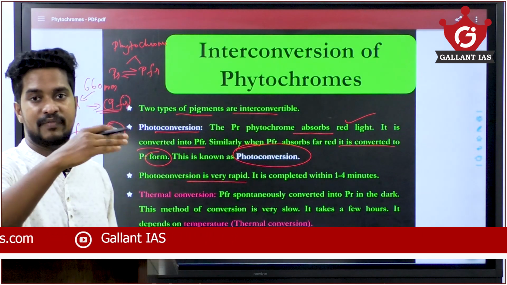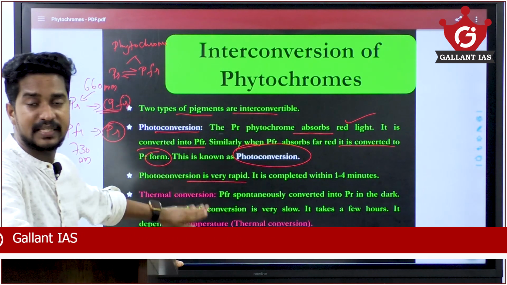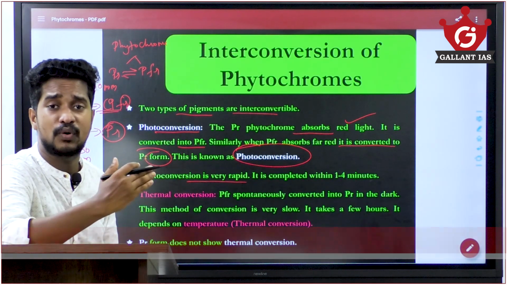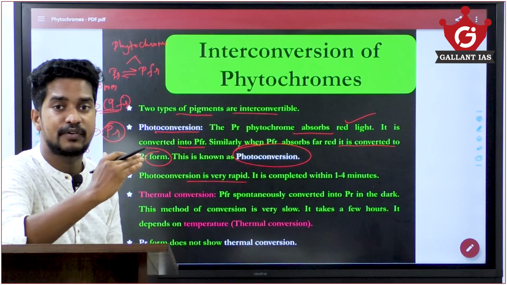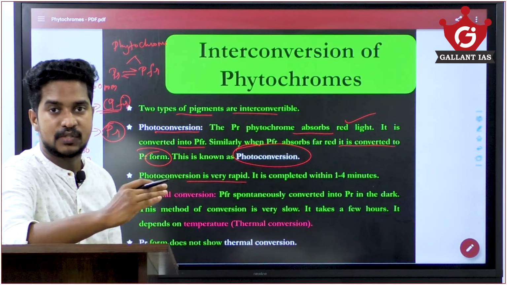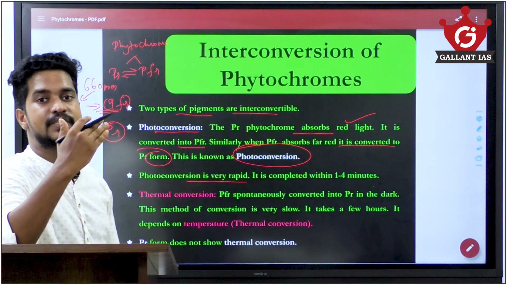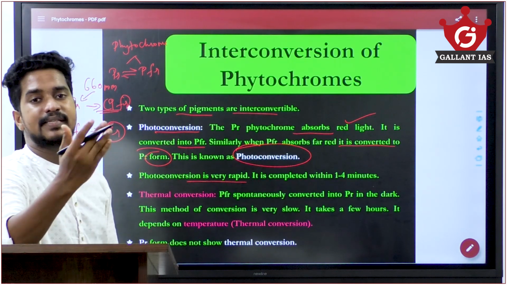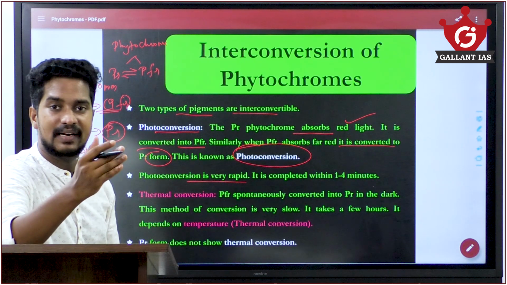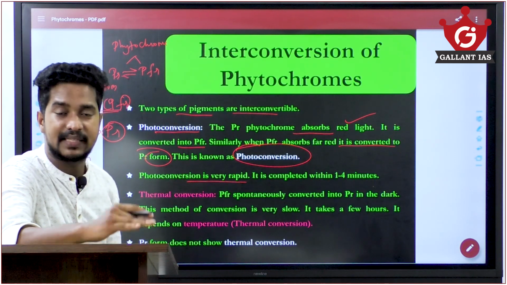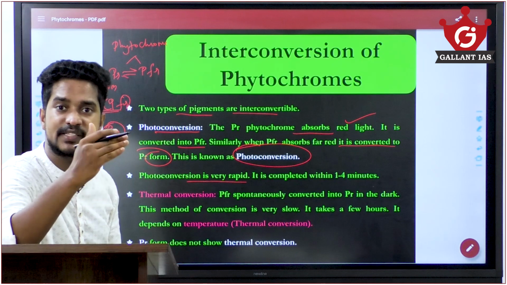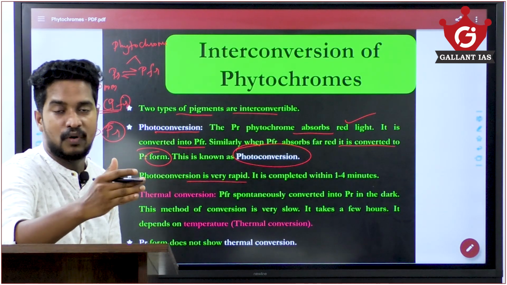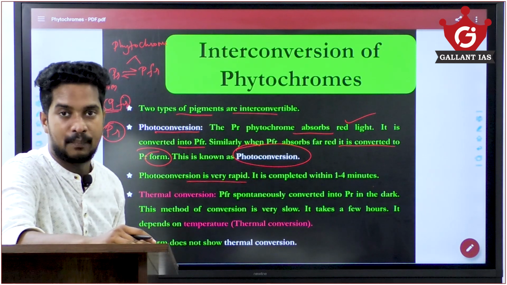When we compare photoconversion with thermal conversion, photoconversion is a rapid process and is completed within 1 to 4 minutes. Photoconversion means the conversion of PR to PFR when it absorbs red light, and similarly PFR absorbs far red light and is converted back to PR. This is called photoconversion.